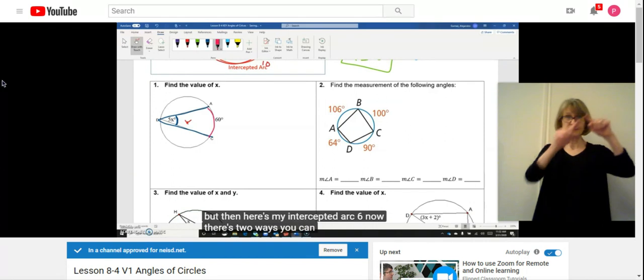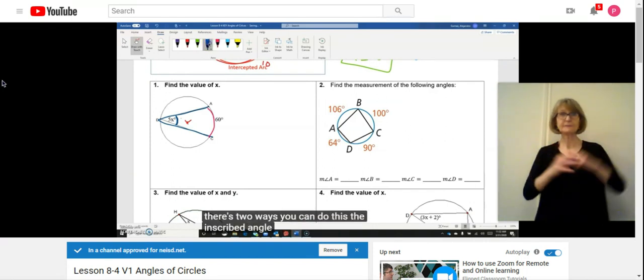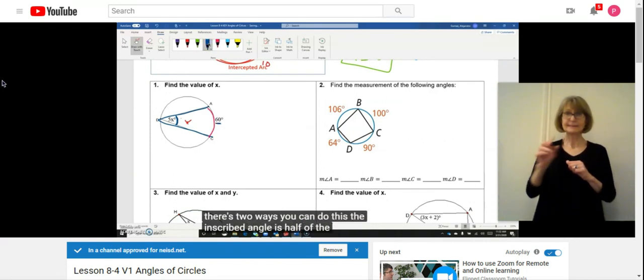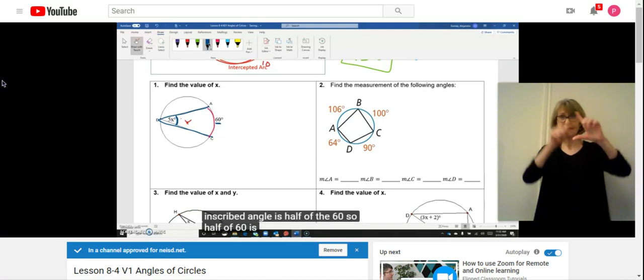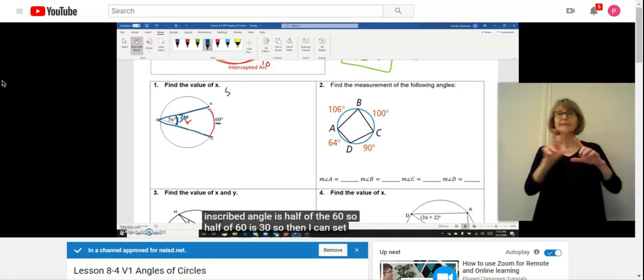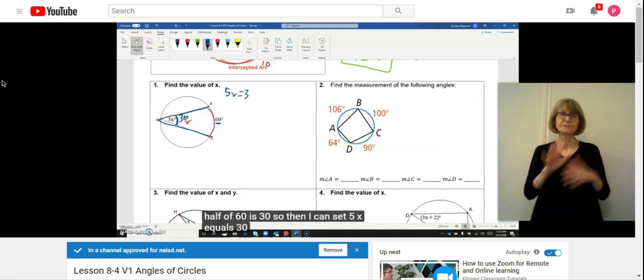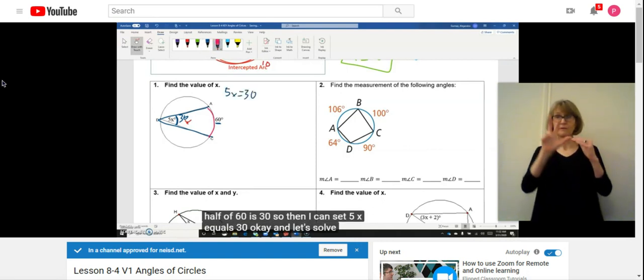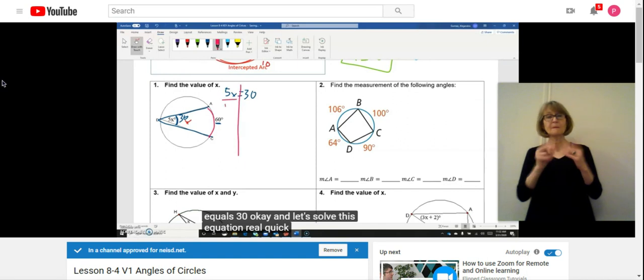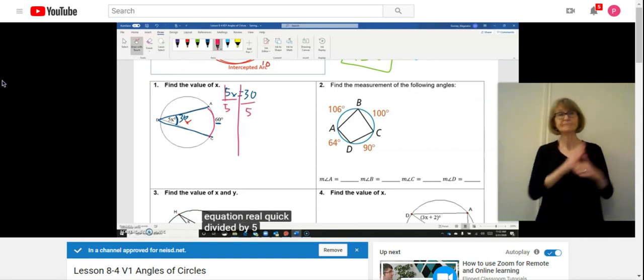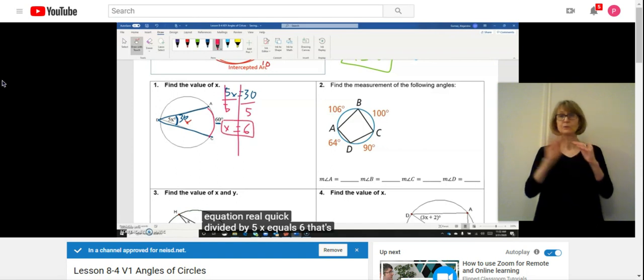Now there's two ways you can do this. The inscribed angle is half of the 60. So half of 60 is 30. So then I can set 5x equals 30. Okay, and let's solve this equation real quick. Divided by 5, x equals 6. That's one way of solving it.